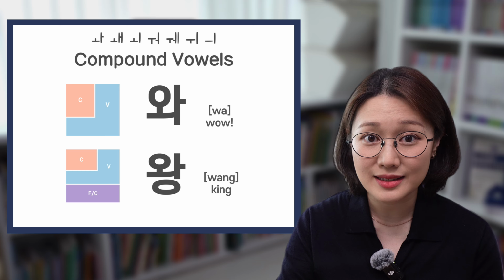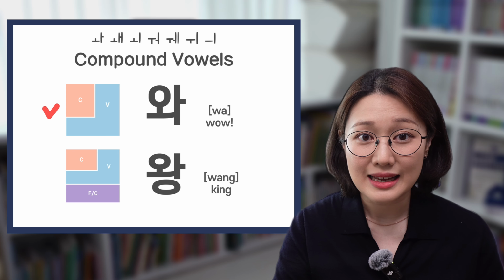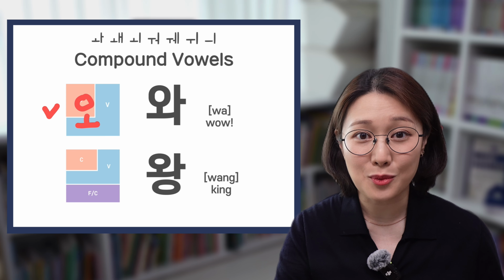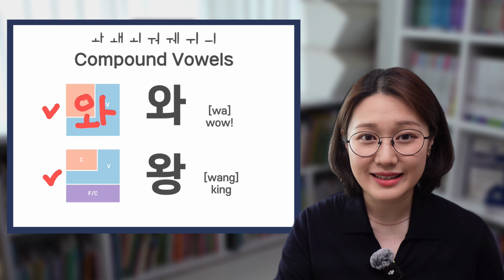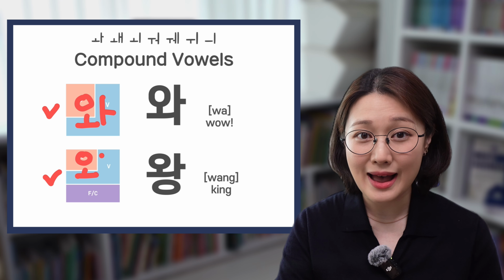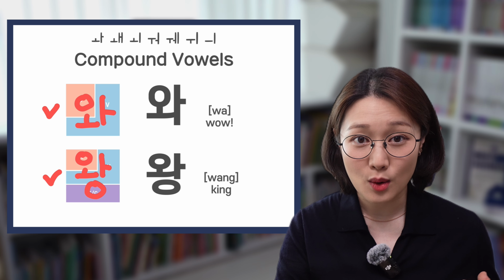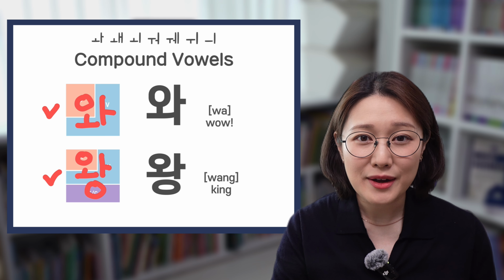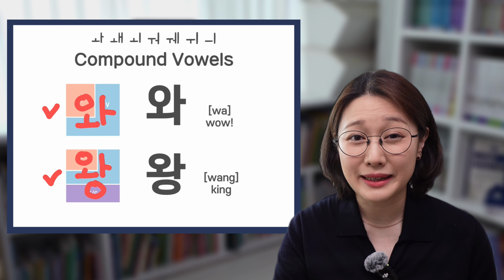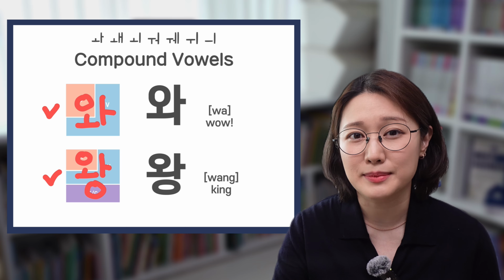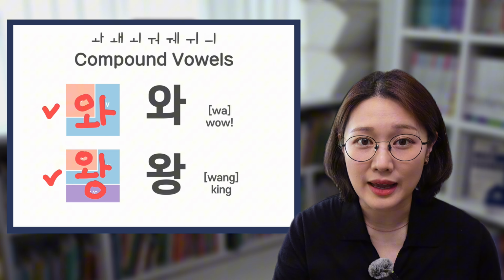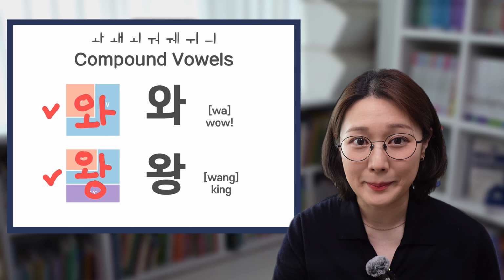Compound vowel blocks without final consonant: 이응 plus 와 makes 와. With final consonant, 이응 plus 와 plus 이응 makes 왕. Compound vowel blocks look the most complicated, so it may take some time to get used to them, but that's okay. Go slowly and repeat them.